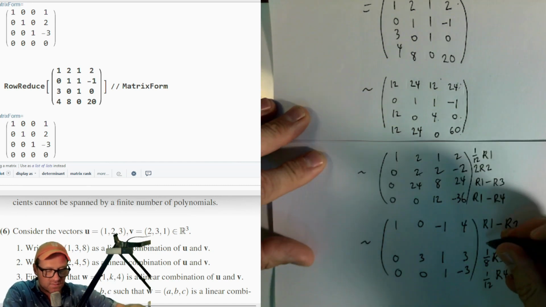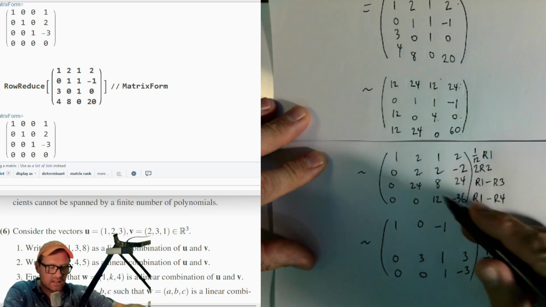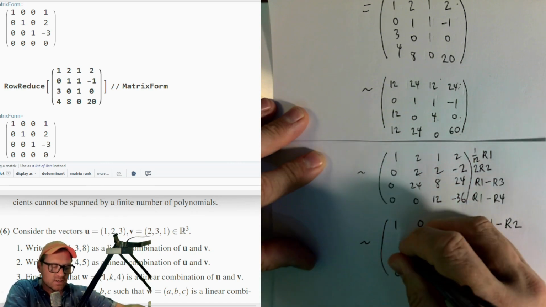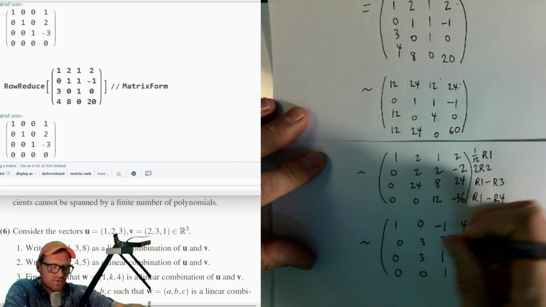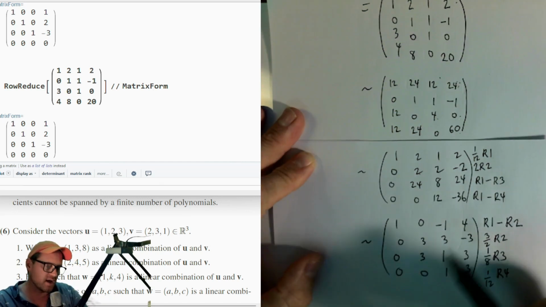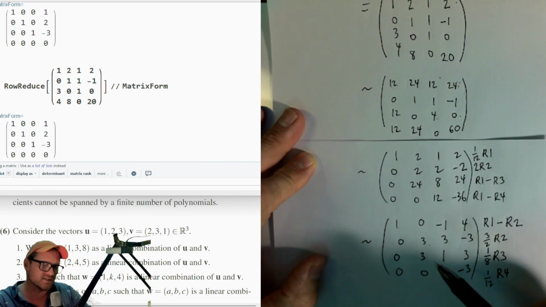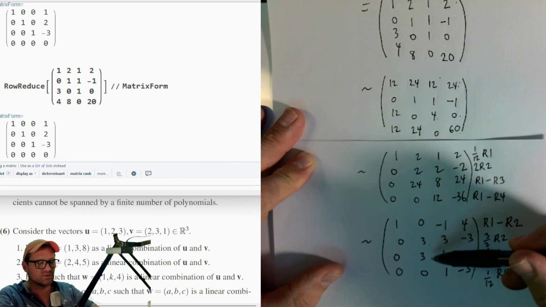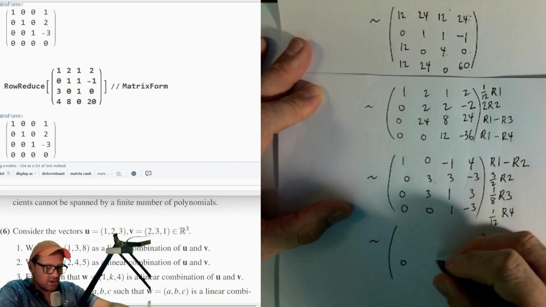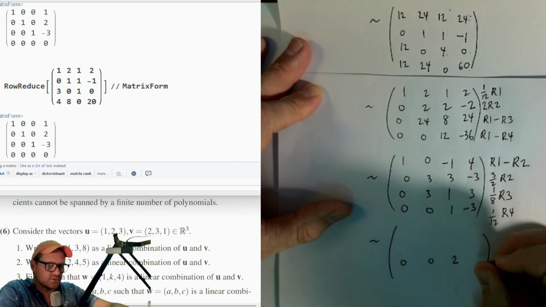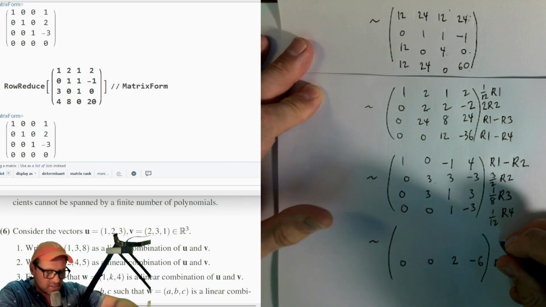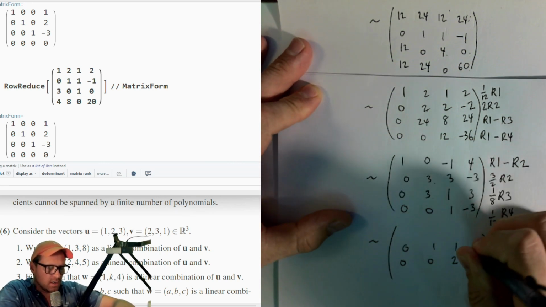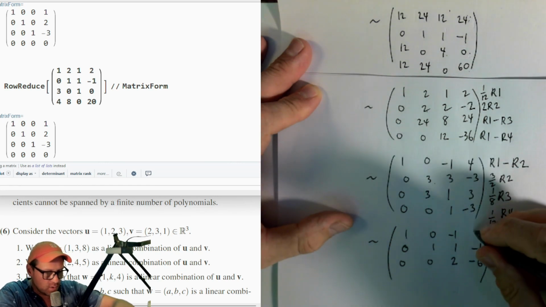Now let's replace row 2. Because we have a 3 there, let's replace row 2 with 3 over 2, row 2. So we'll have 0, 3, 3, minus 3. Okay, great. We want this to be our pivot here. So we now want to replace row 3 with row 2 minus row 3. So 0, 0, 2, minus 6. Let's multiply row 2 by 1/3. 0, 1, 1, minus 1. And we'll keep row 1 the same.